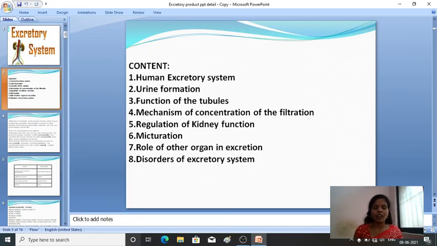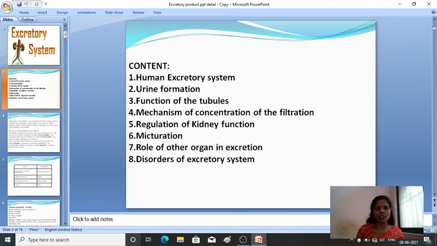Hello students. In the last class we discussed the human excretory system in detail. We studied the structure of the kidney, then urine formation and the steps involved in it. Then the third concept was the functions of tubules.